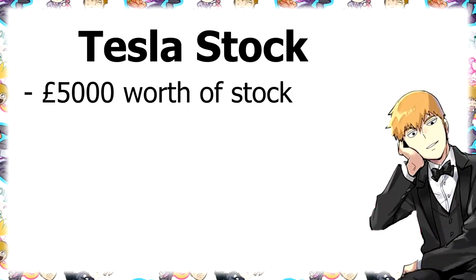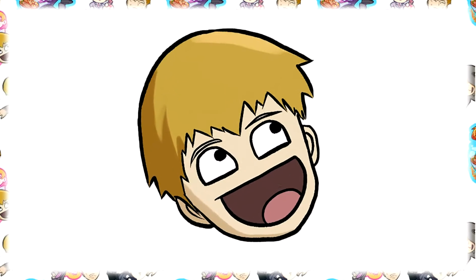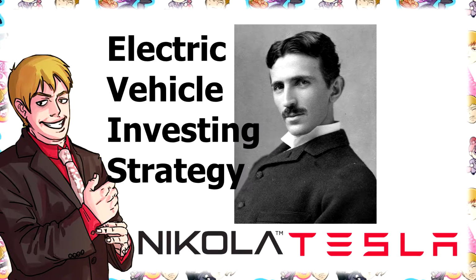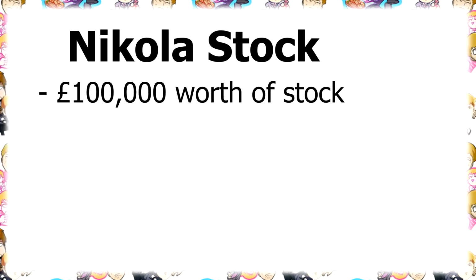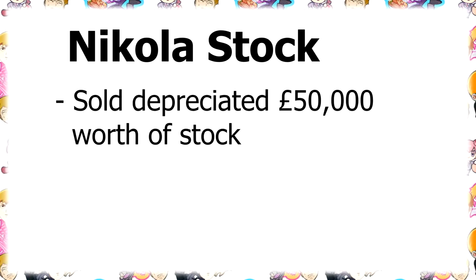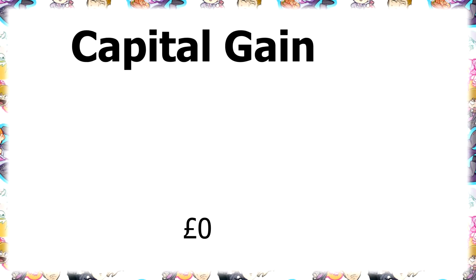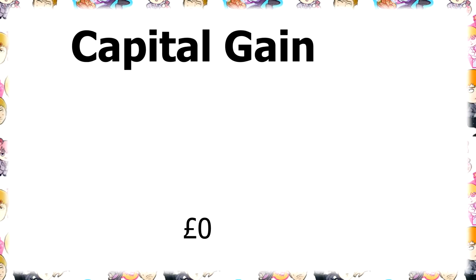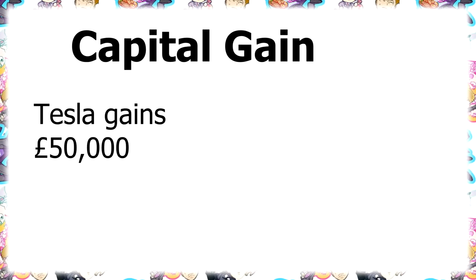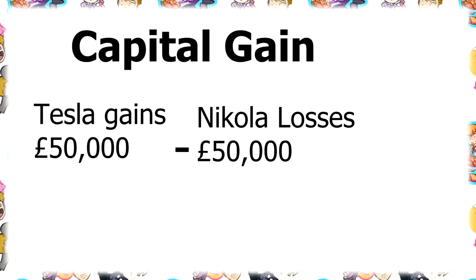Tesla stock for £5,000 and sold it later for £55,000. Nice. And now you've bought some Nikola stock amounting to £100,000 and you sold it later for £50,000. As you can see, in this universe, you've made no gain, since, of course, the £50,000 worth of Tesla gain counteracted by the £50,000 worth of Nikola losses results in no gain.